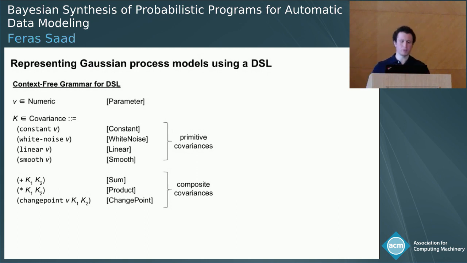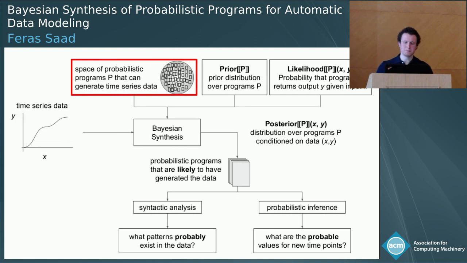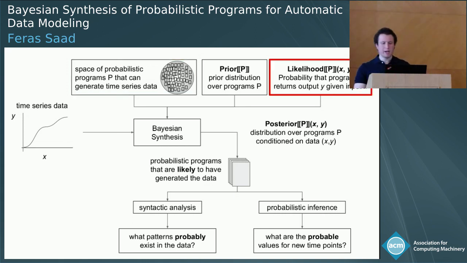I have some set of numeric parameters that parameterize the covariance. For example, the linear slope, or how smooth it is, or the periodicity. And I also have some composite rules, which are taking sums and products or changing in between these different covariances.